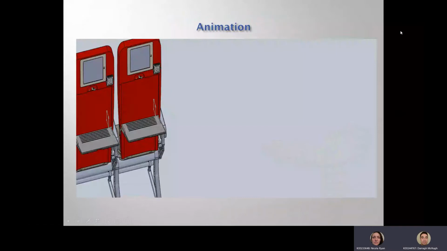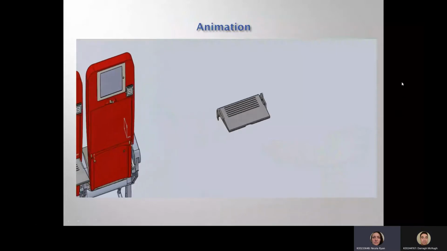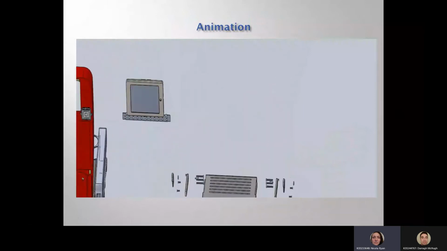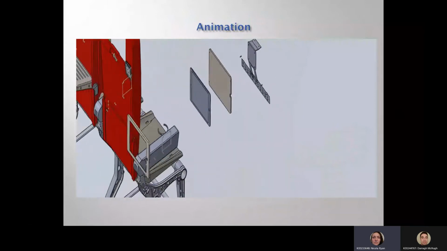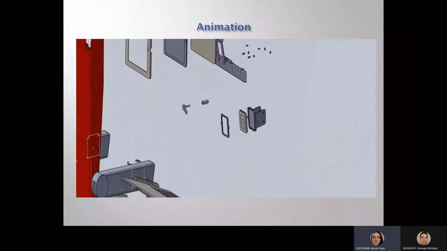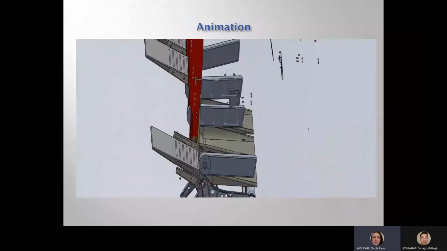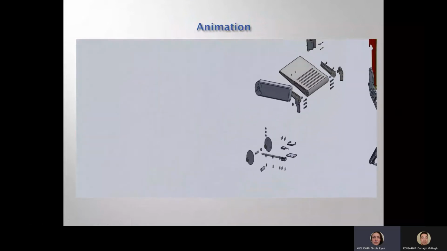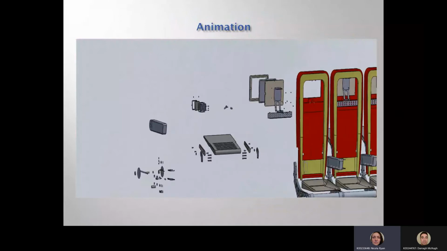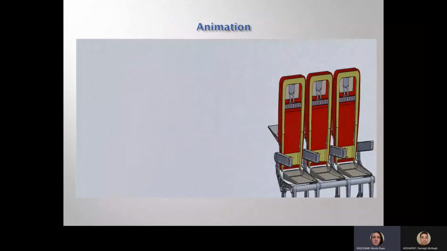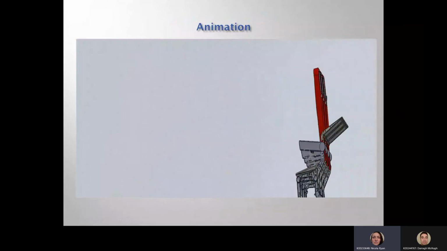Then for our animation, what we had to do was explode the parts so that you could see exactly what elements we used and how we put this together. So there's the in-flight entertainment system. There is our card reader for our COVID idea. There's our armrest and our tray table. So then they are all put back together and installed in the seat. And that is our overall design.